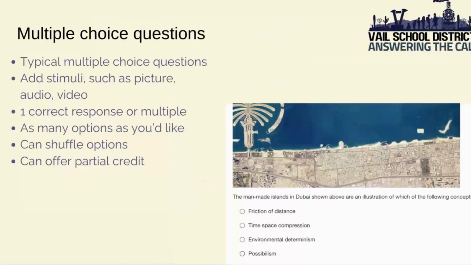The first is just your standard multiple choice question, which everybody knows how to use. But one of my favorite things about Schoology multiple choice questions is that you can add stimuli such as a picture or even audio or video. And this could be useful for different subjects. Some subjects might need to have an audio clip. Other subjects have a picture, like I have a picture from my geography class here in this example on the screen. And you can have students have one correct response or multiple correct responses, and you can add as many options as you'd like. Those options can be shuffled, and you can set it to offer partial credit. So there's a lot of variation that you can use multiple choice questions for.